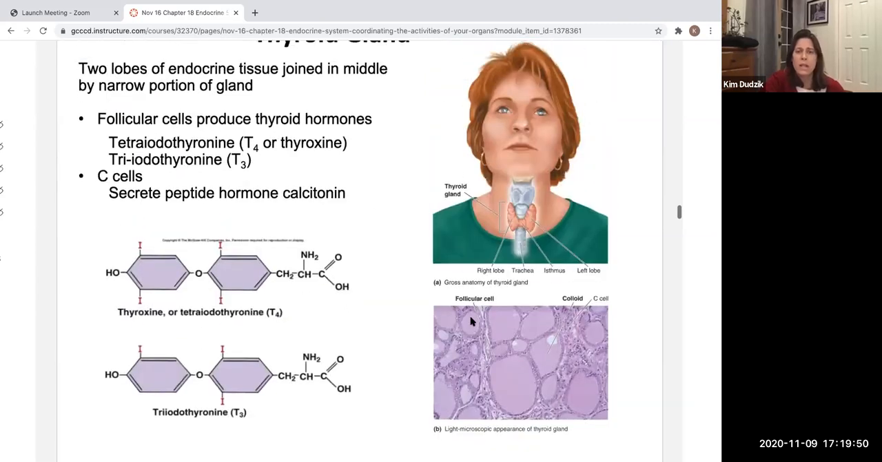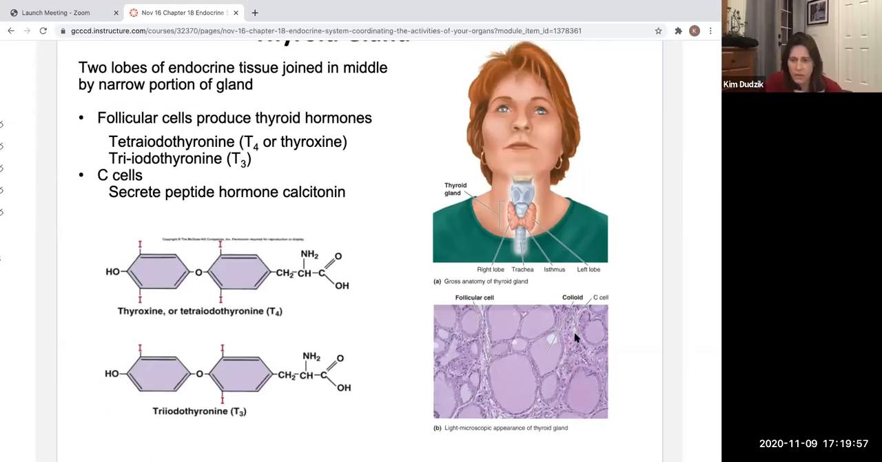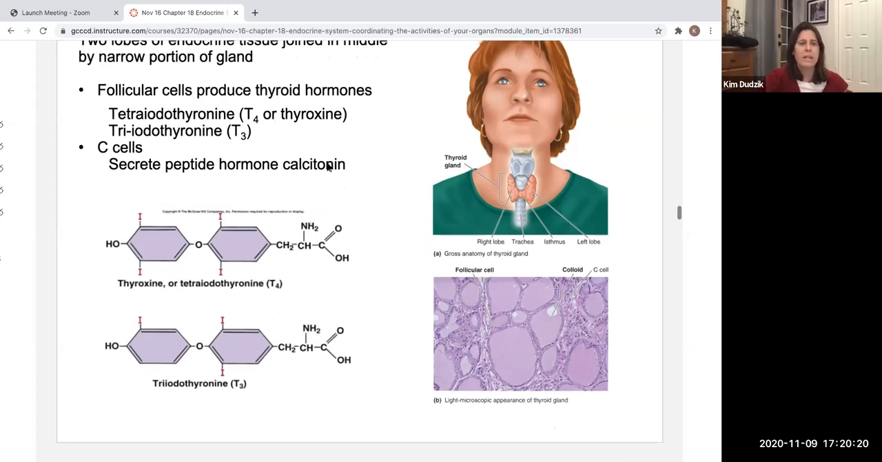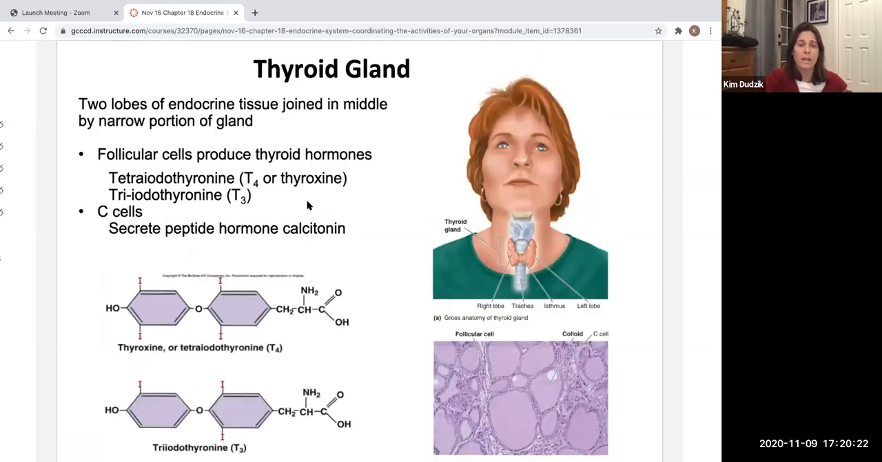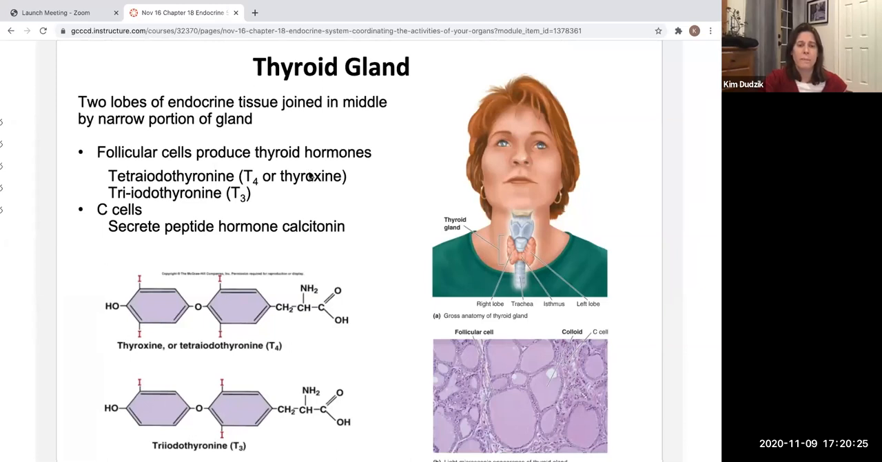I did want to mention that the other cells, these are called C cells. All of this stuff packed in there. C cells make calcitonin. And we're not going to get into it specifically in this lecture, but calcitonin helps to regulate calcium levels along with the parathyroid hormone. And parathyroids are on the back side of the thyroid gland. Okay, we're going to stick though right now with thyroid, the thyroid hormones T3 and T4.